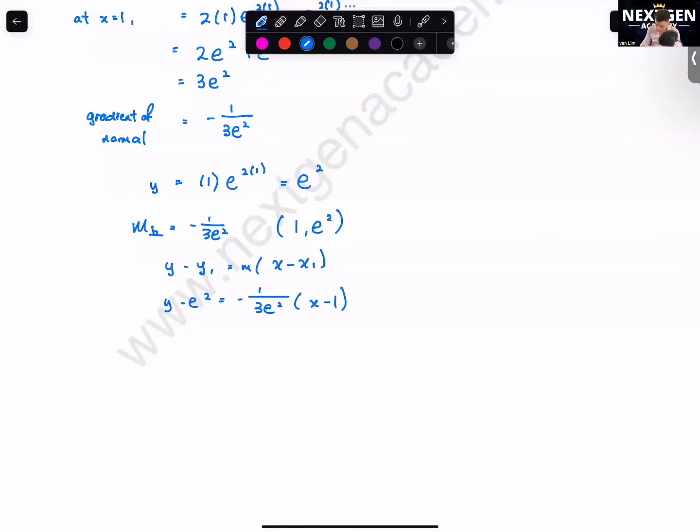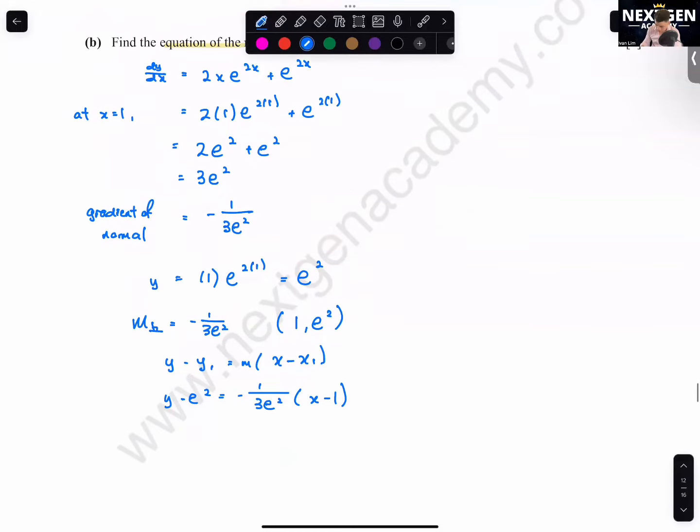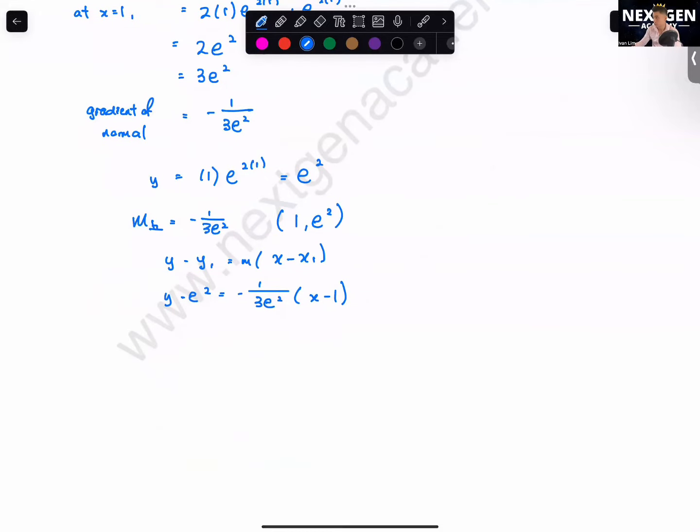Then, did they ask us to write in a certain form? Actually, you can leave it like this, it's okay. But normally, I like to write it as y equals mx plus c. So y equals 1 over 3e squared x plus 1 over 3e squared plus e squared. You can leave it here, it's correct already. You don't need to do anything extra.